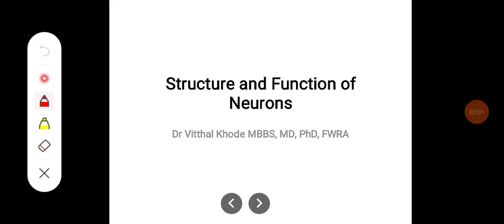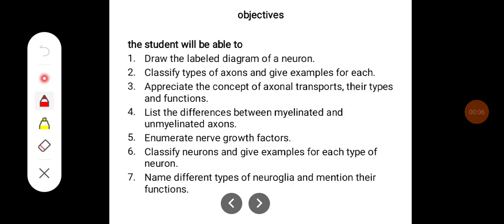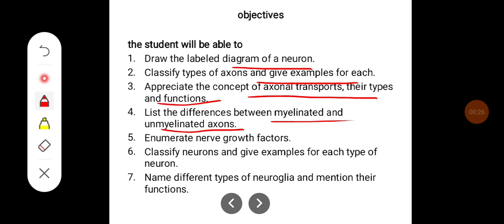Everyone. In this class, we'll try to learn about the structure and functions of neurons. The objectives of this class would be to draw a labeled diagram of a neuron, classify types of axons and give an example for each, appreciate the concept of axonal transports, their types and functions, list the differences between myelinated and unmyelinated axons, enumerate the nerve growth factors, classify neurons and give examples for each type of neuron, name different types of neuroglia and mention their functions.